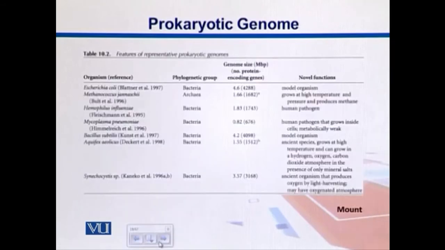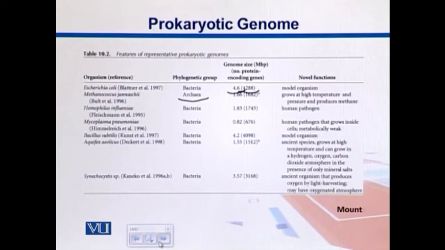So here in this diagram we see different representative prokaryotic organisms and their genomes. This E. coli was sequenced by Blattner et al. We see its phylogenetic group also, it's a bacteria. Then in this set we have just one archaea, and the rest of them are bacteria. Genome size is 4.6 MB, and the number of protein coding sequences is in these parentheses. So there were 4000 genes in this organism.